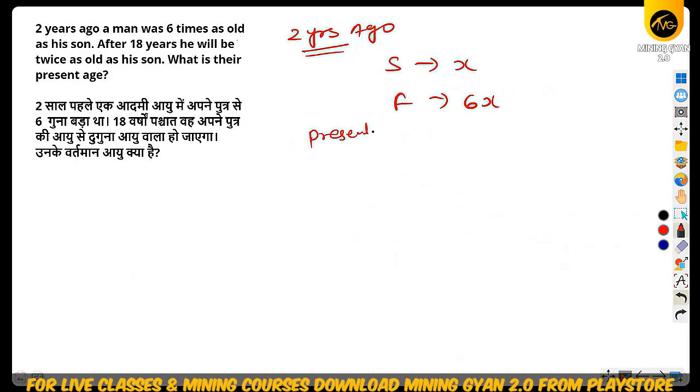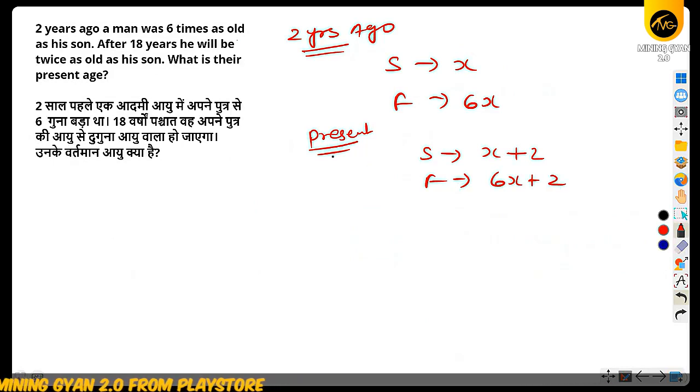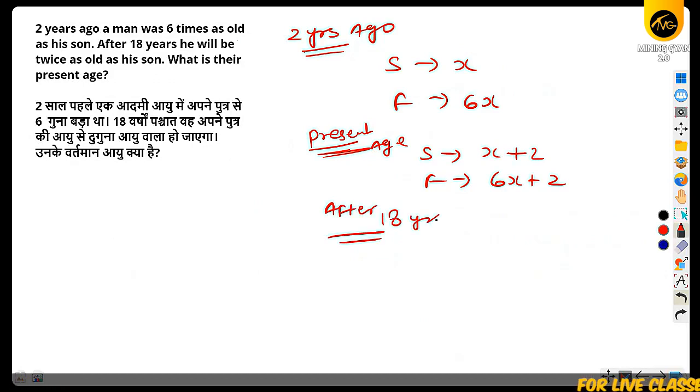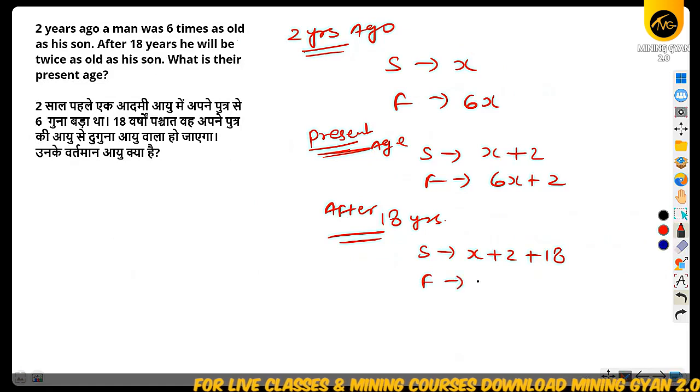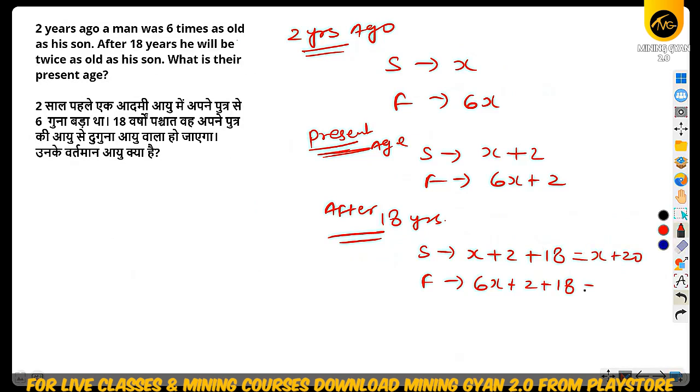Now suppose the present age of son and father is x plus 2 and 6x plus 2. This is the present age. Now after 18 years, the son's age will be x plus 2 plus 18, right? And father's age will be 6x plus 2 plus 18. So son's age will be x plus 20 and father's age will be 6x plus 20.